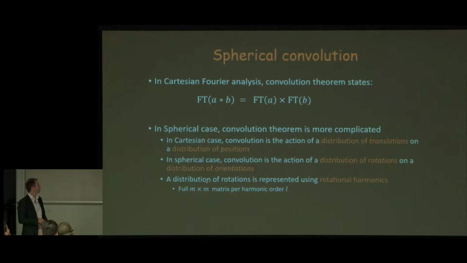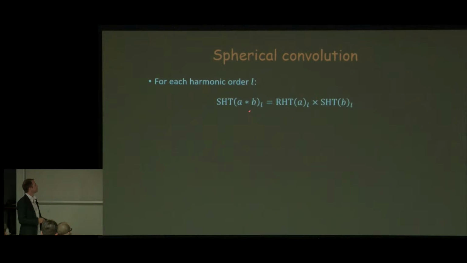And what that gives you is a full m by m matrix for each harmonic order. So before we had a vector, an m-sized vector per harmonic order. Now we've got an m by m matrix per harmonic order. But when that happens, the spherical convolution is actually quite simple.